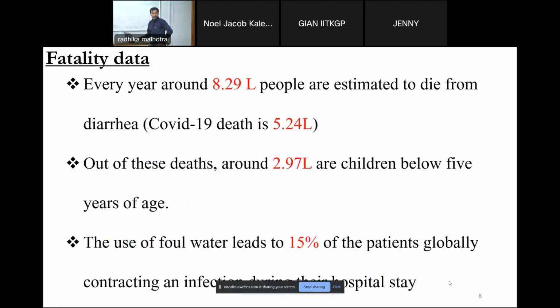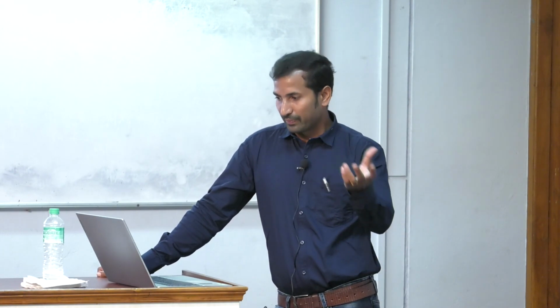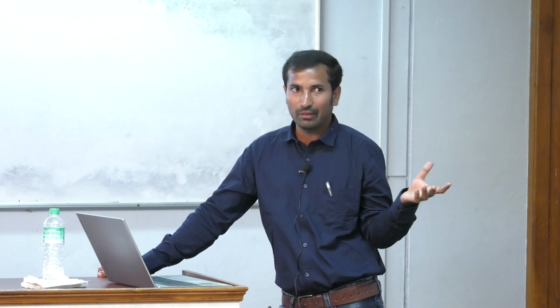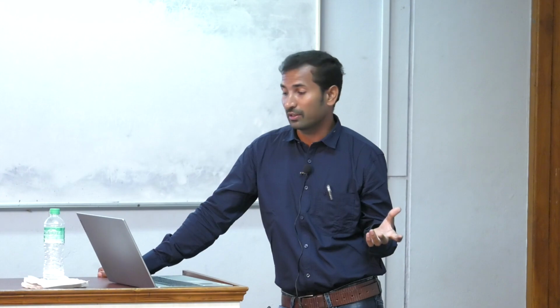On another side, the health effects, the fatality. Every year around 8.29 lakh people are estimated to die from diarrhea. Just compare this 8.29 lakh with COVID deaths. We talk about COVID. In this pandemic most of the people suffered. Many of us lost our close relatives or family members, so we suffered a lot, but still it is 5.24 lakh. But if you compare the diarrhea deaths, it's 8.29.